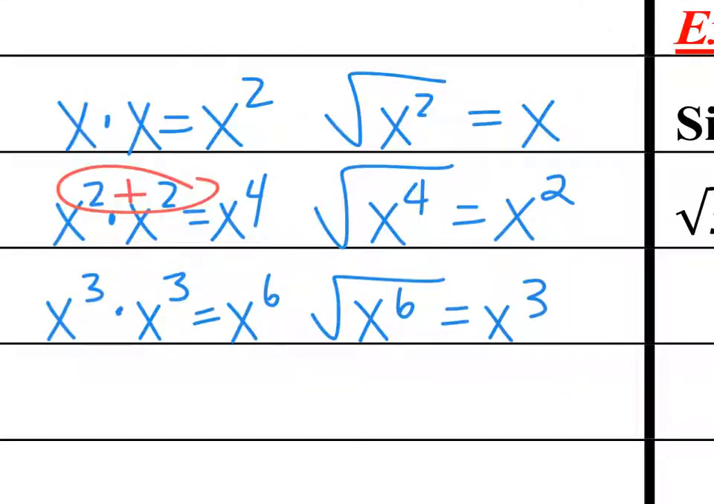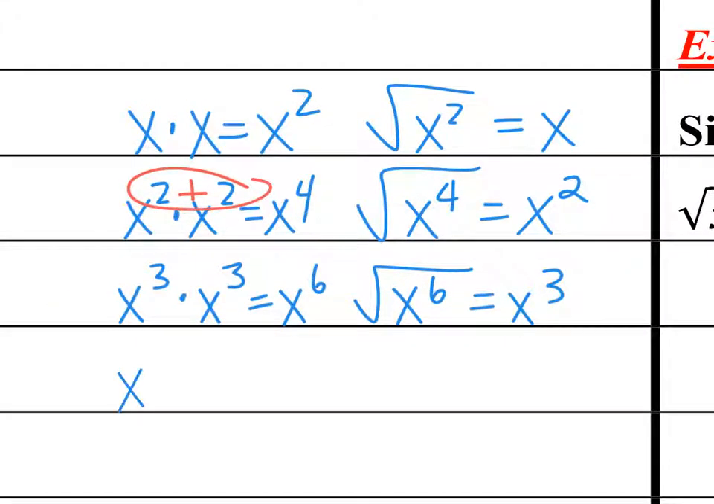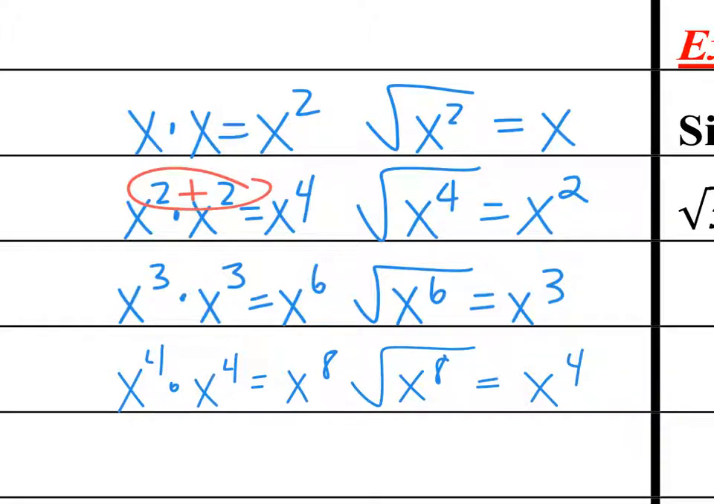We'll just do one more. X to the 4th times x to the 4th is x to the 8th. So the square root of x to the 8th is x to the 4th. What do you notice is happening over here? What's a quick way you can know right away to get the square roots of variables with exponents? Aaron? Half. Yep. It's going to be half. So the square root of x to the 4th is x squared.